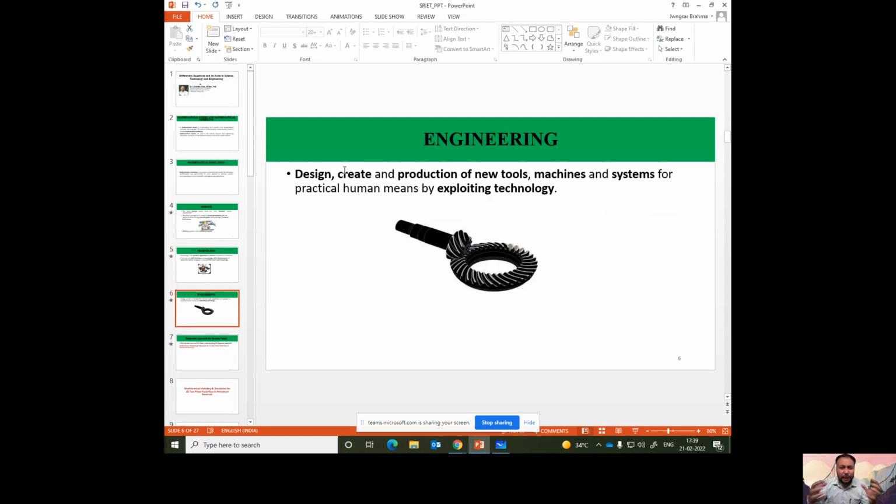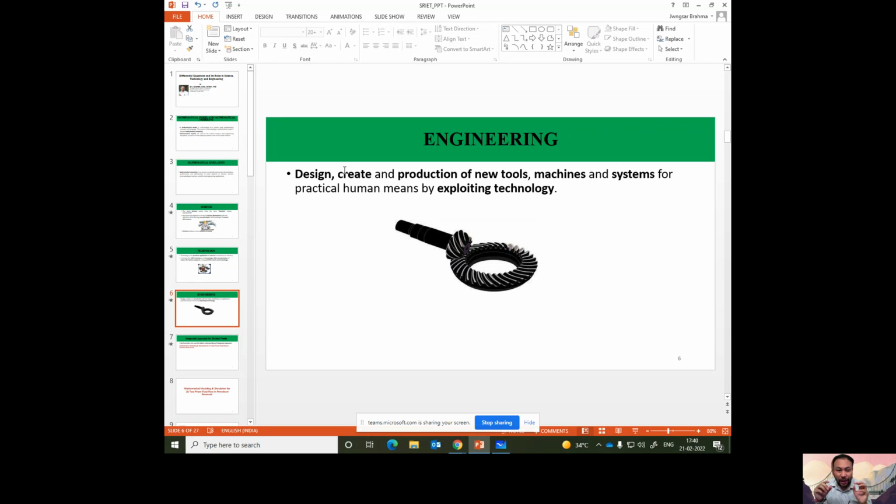Now, coming to the science, technology. Lastly, we come here now, engineering. What engineering will do? According to the requirement of the society, now observing the science, developing some skill, some techniques, some ideas, some methods, we are trying to design and create some new tools, some machines and system for practical human means by exploiting the technology.